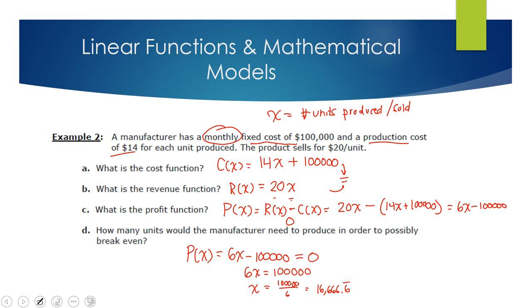So basically the break even, if I round this down, I'd still be making a slight loss. So I would say 16,667 units need to be sold, because I can't sell 2/3 of a unit. I don't know what this is, and 2/3 of something could just mean it's a broken something. So whatever it is.